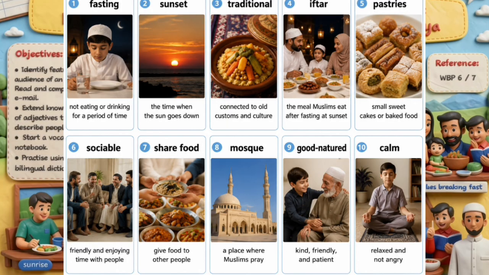Sunset, that means the time when the sun goes down. Traditional, connected to old customs and culture. Iftar, the meal Muslims eat after fasting at sunset. Pastries, small sweet cakes or baked food. Sociable, friendly and enjoyable time with people. Share food, give food to other people.